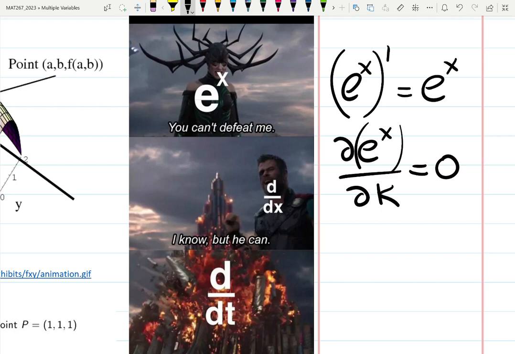Isn't that crazy? So that's why this is a good joke: d over dx cannot do anything bad to e to the x, but d over any other variable can. So that's the idea.